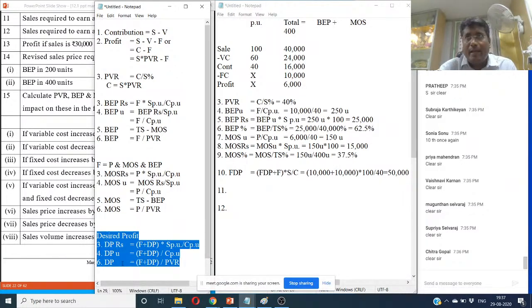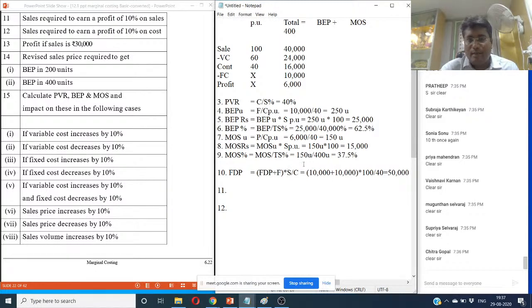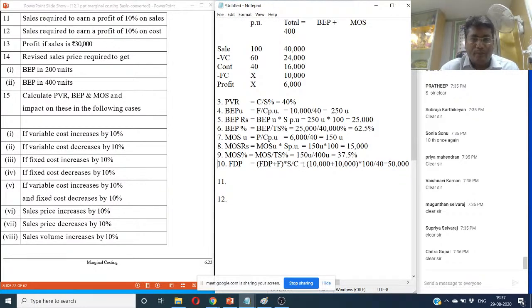This is what I completed prior to the break. Now which formula have I used? When taking the fixed desired profit concept, I used fixed cost plus desired profit into selling price per unit divided by contribution per unit. By this way I have calculated the answer for the 10th one. Is it clear, Sonia?